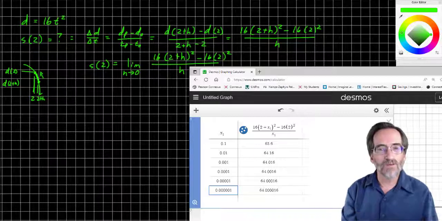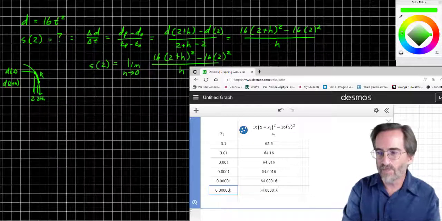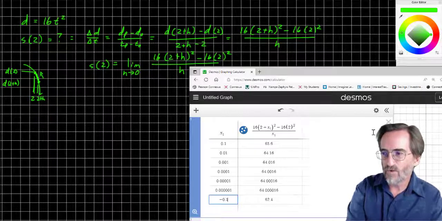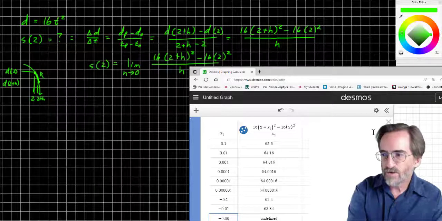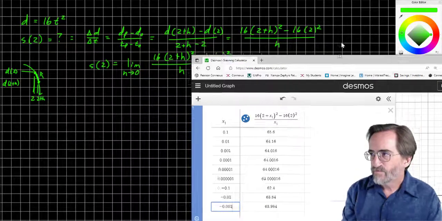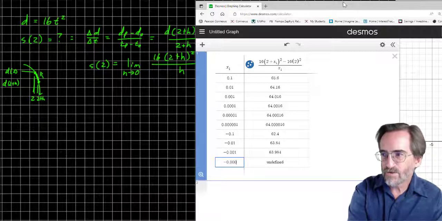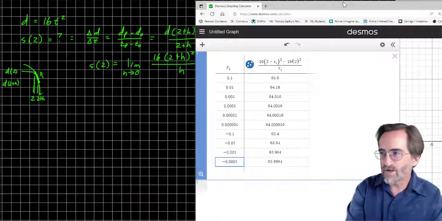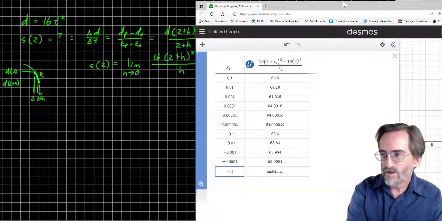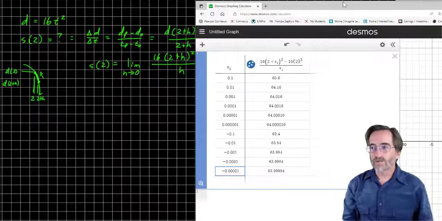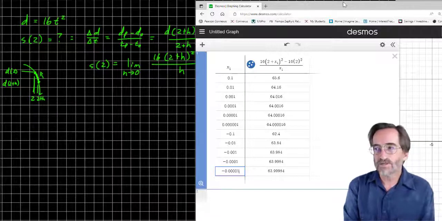Now, I want to check this from both sides. I want to check it from the left-hand side as well. So let's try letting it be negative 0.1 and let it get closer to 0 from the negative side. Negative 0.01, negative 0.001, okay, and negative 0.0001. And again, what's happening to my output values? What are they approaching? They seem to be approaching the same number, 64.